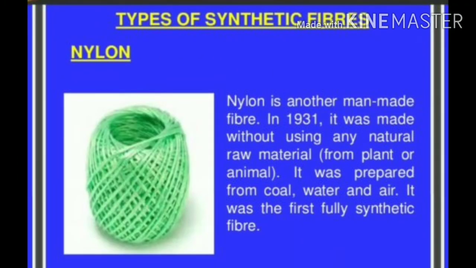Another synthetic fiber is nylon. This is also a man-made fiber, made in 1931 without using any natural raw material. We have seen that rayon was the first synthetic fiber, but it is made with the help of wood pulp, so some natural material is used. Nylon, however, was fully synthetic because it was prepared from coal, water and air. It was the first fully synthetic fiber.